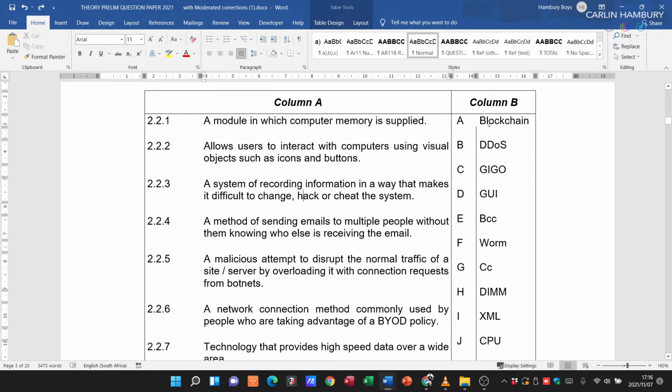2.2.4. I don't want to get into deep definitions of that. I'm very much a crypto enthusiast myself, and this technology is just absolutely awesome. But everything is there in your document as well. All right, the next one, a method of sending emails to multiple people without them knowing who else is receiving the mail. Now that should be our BCC. And there we go. It is BCC.